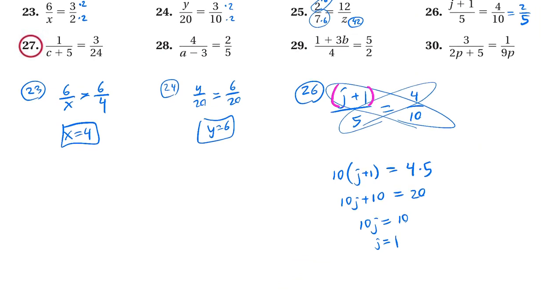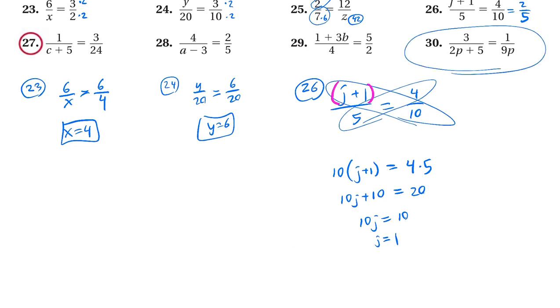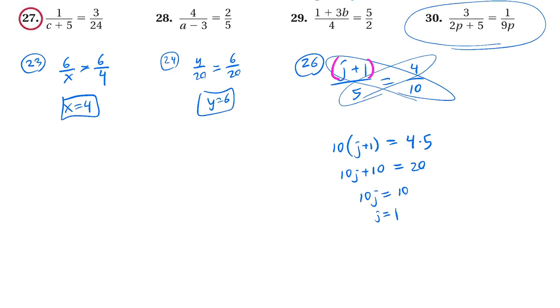Let's do one more of that. Let's do 30. It's the last one. Ooh, it's going to be hard, okay? So here's 30. 3 over 2p plus 5 equals 1 over 9p. Oh my gosh, is this going to be a quadratic? We might have to multiply p times these. Actually, the last video in this is a quadratic, or the last problem.